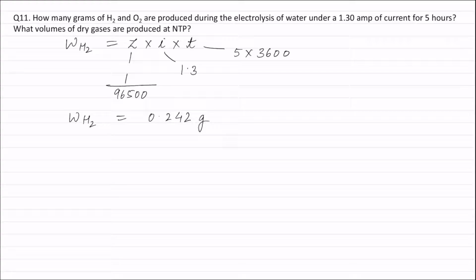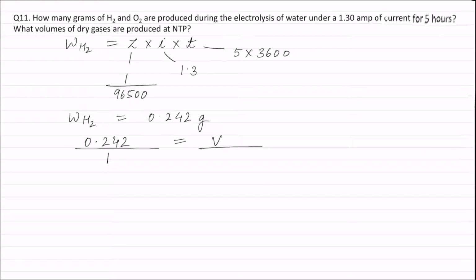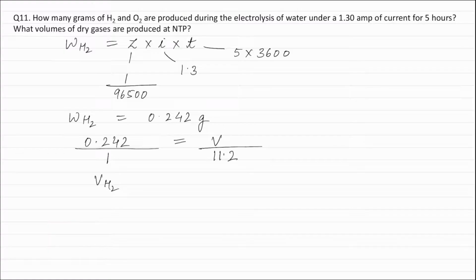0.242 gram. Now to find the volume of hydrogen at NTP, the equivalence of hydrogen will be equal to equivalent volume of hydrogen. The equivalence of hydrogen will be equal to weight of hydrogen, that is 0.242 grams divided by equivalent weight of hydrogen, that is 1, and this is equal to volume of hydrogen, let it be V, divided by equivalent volume of hydrogen, that is 11.2 liters. Solving this, the volume of hydrogen is equal to 2.71 liters.